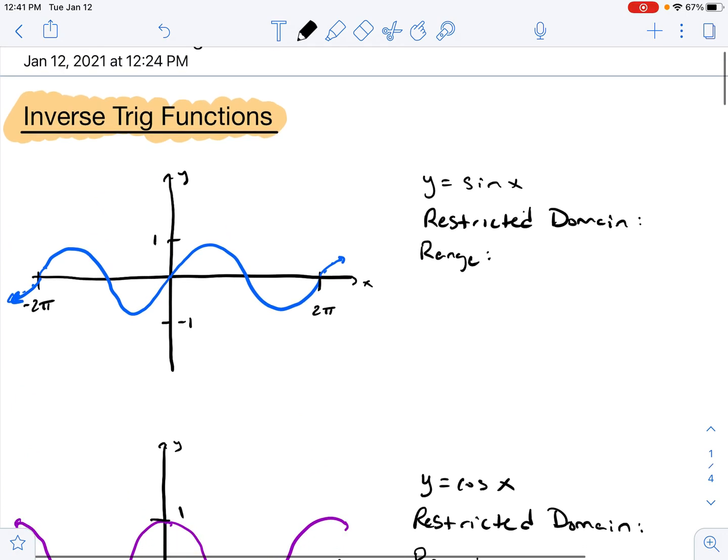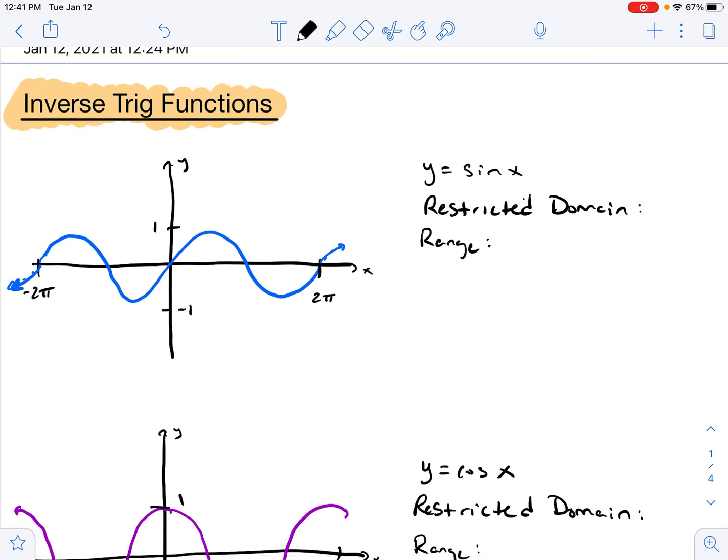So in order to talk about these things called inverse trig functions, what we have to do is restrict the domain of these original functions so that if we only focus on that portion, we will have a function whose inverse will also be a function.